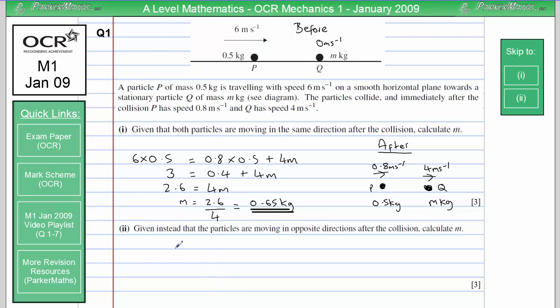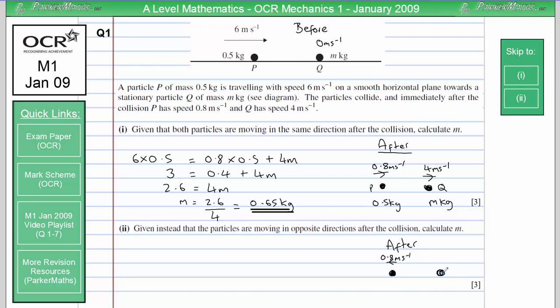In part 2, it says given instead that the particles are moving in opposite directions after the collision, calculate m. Now in part 2, we're going to use the same diagram for the situation before the collision. After the collision will be different to what we have here though, so we're going to redraw our diagram for this bit. So the speed of the particles hasn't changed, but the speed doesn't tell us what direction something's travelling in. So this time, instead of P moving to the right with a speed of 0.8, we are going to put P moving to the left with a speed of 0.8 meters per second.